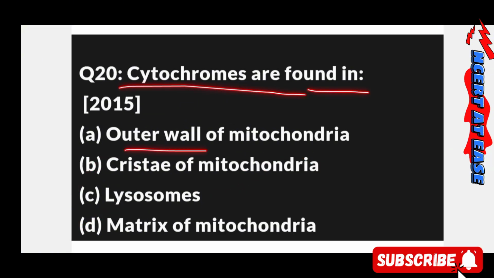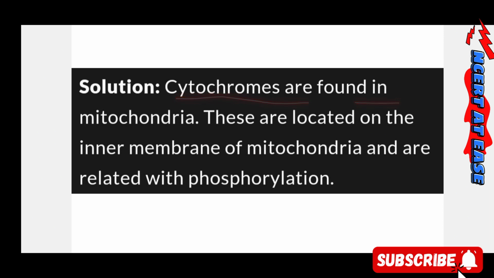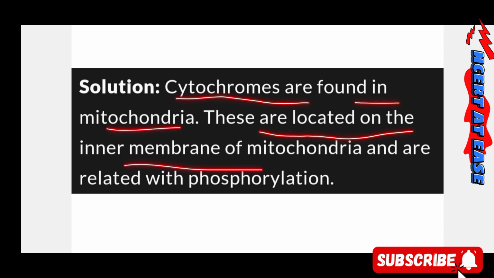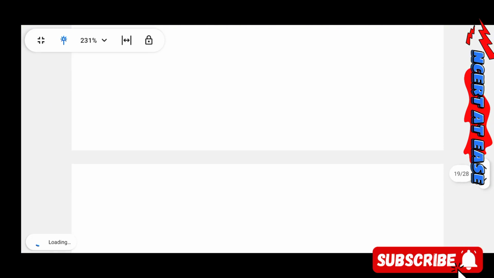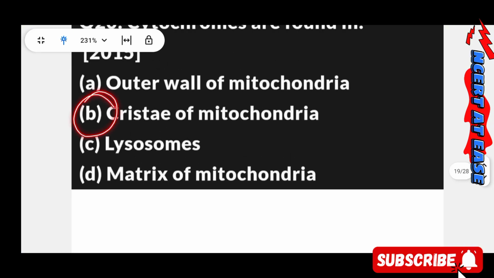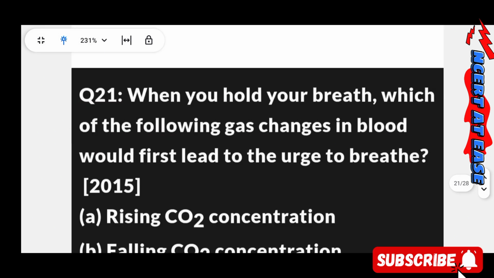Cytochromes are found in outer wall of mitochondria, cristae of mitochondria, lysosomes, matrix of mitochondria. Cytochromes are found in mitochondria. These are located on the inner membrane of mitochondria and are related with phosphorylation. Option B, cristae of mitochondria, is the correct answer.